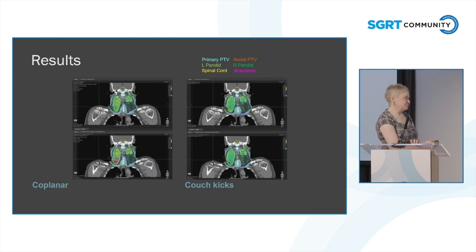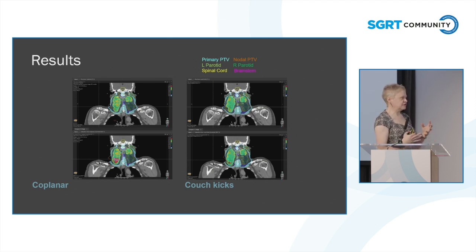When we get to reconstructing it on the cone beam CT, this is actually what the patient received, with that huge hotspot down there. We didn't know about it till it had happened. It was only when we were calculating them retrospectively that we saw this. If the patient had been treated with couch kicks, still a bit of a hotspot, but significantly less.